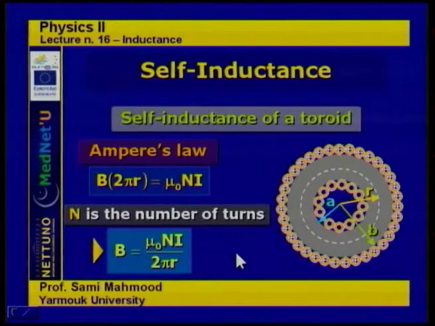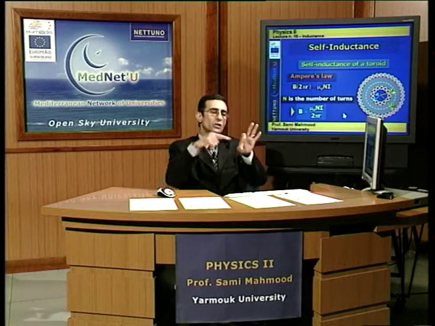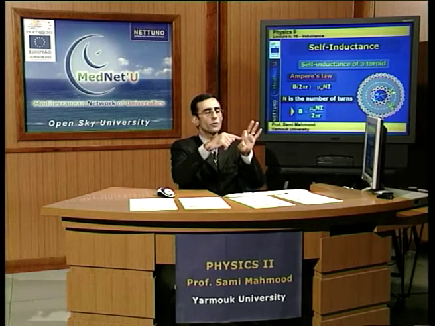Now this is the magnetic field inside the toroid, and this magnetic field crosses each one of the windings of the toroid, of the loops, introducing a flux. So if we can calculate the flux through one loop and multiply it by capital N, which is the number of turns in the toroid, that will provide us with the total flux through the loops of the toroid, from which, of course, we can calculate the self-inductance.